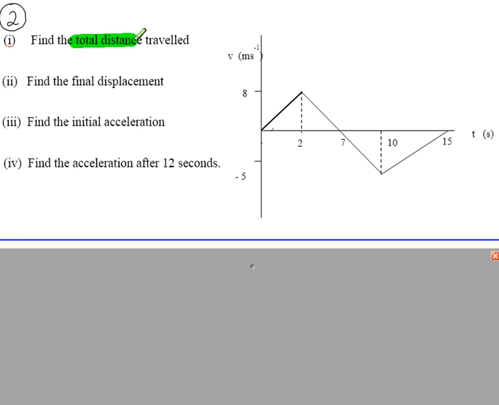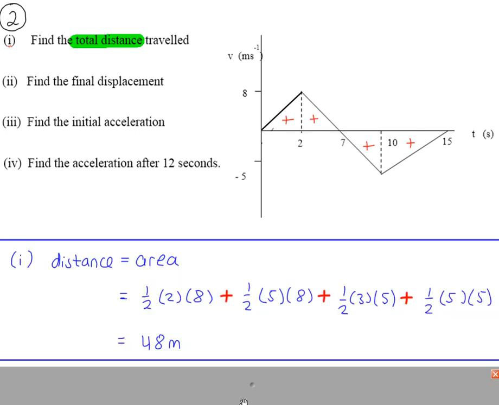Here we're trying to work out the total distance travelled by an object, and the total distance travelled is just the sum of all of these areas. So all 4 of these triangles, if we calculate the area of each one, add them together, that will give us the total distance, not displacement, but the total distance travelled, which is 48 meters.